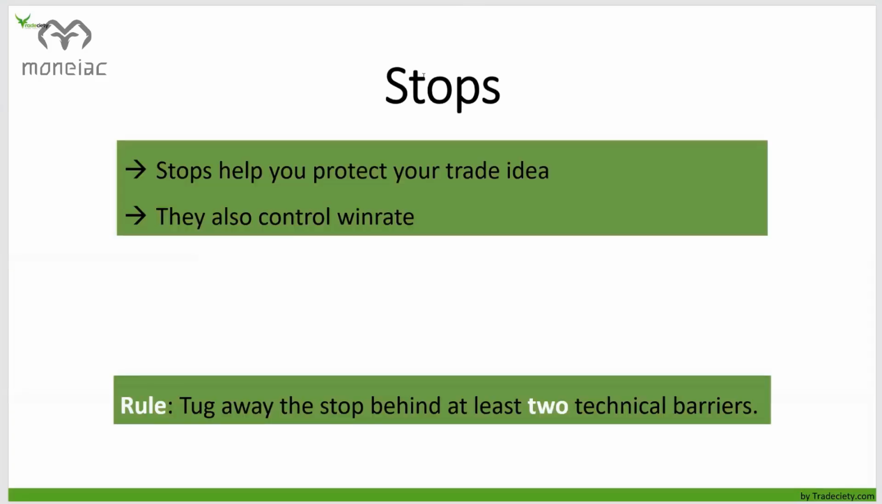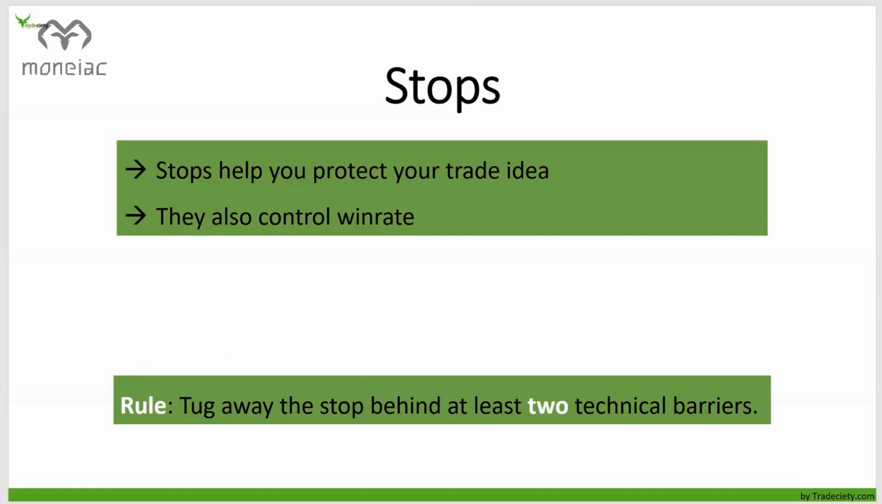So stops. When it comes to stops, and we're also obviously going to talk about entries, very precise, how to get into trades. But stops, the goal of a stop is that it helps you to protect your trade idea. And also they control the win rate to some degree. Closer stops means that the price has an easier time to reach your stops. Wider stops will mean that the price will have a harder time reaching it. So the win rate usually goes up. Your reward to risk ratio usually goes down.